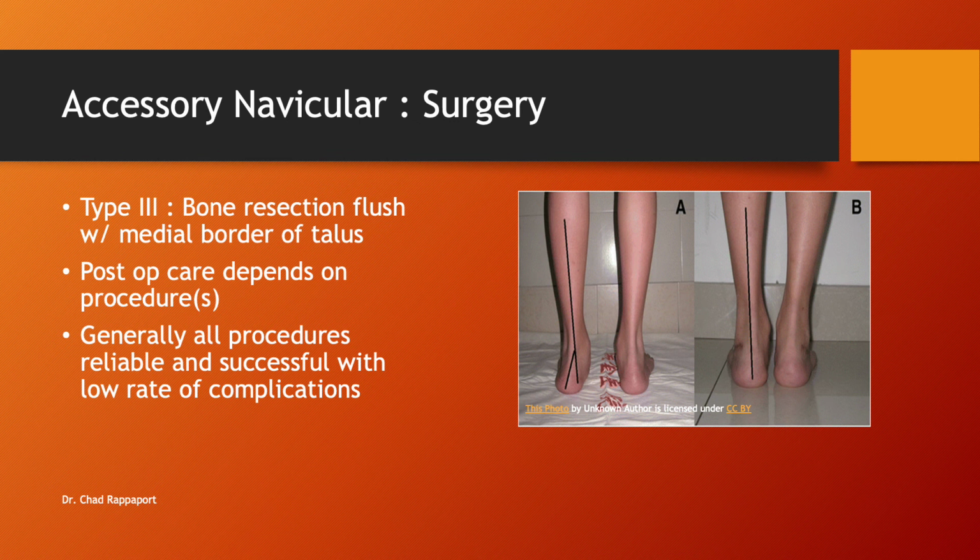Type 3 naviculars typically require nothing more than bone resection. The resection should be performed such that the medial border of the navicular is flush with the medial border of the talus. The post-op care depends on the procedure or procedures that are done at the same sitting. Generally, all these procedures are reliable and successful with low rates of complications.